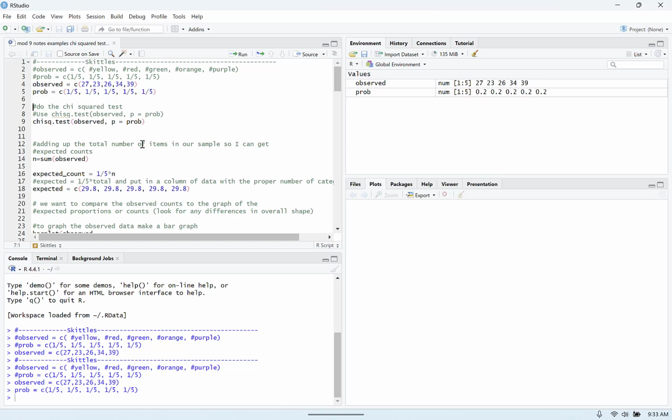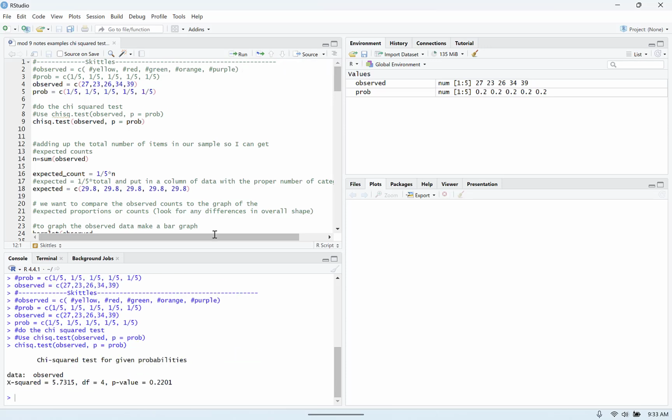And then we do the chi-square test before we make any graphs, before we calculate any expected counts, because we actually need to get some information out of this chi-square test. We'll come back to this chi-square test in a minute.